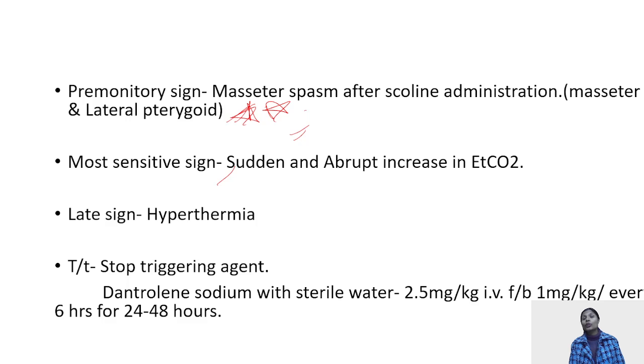The treatment is that you have to stop the triggering agents right there itself, and start resuscitating the patient according to whether multiple organ failure is present or not. The drug of choice for malignant hyperthermia is dantrolene sodium, which is mixed with sterile water, 2.5 mg per kg, followed by 1 mg per kg every 6 hours for 24 to 48 hours. This is the dose for dantrolene sodium.